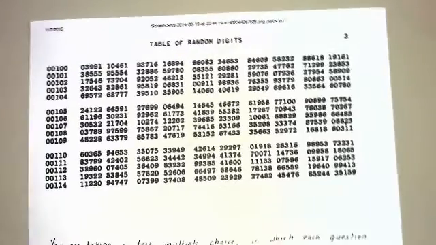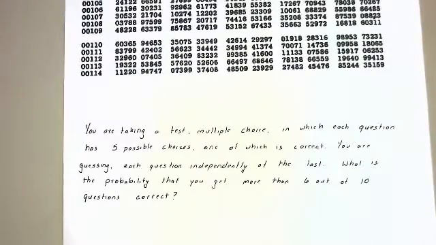Taking a test, multiple choice, in which each question has 5 possible answers, A, B, C, D, E, and one of which is correct. You're guessing. So on every single one of these questions you are guessing, and you are guessing independently of the last, which means if you guess A on the first question, it has no impact on whether or not you're going to guess A or some other letter on the next question. You have no memory of what you did last.